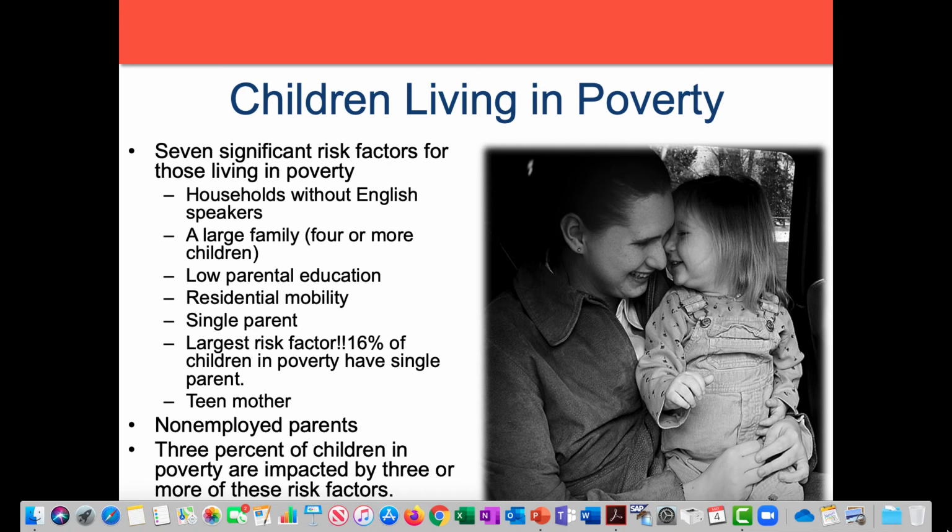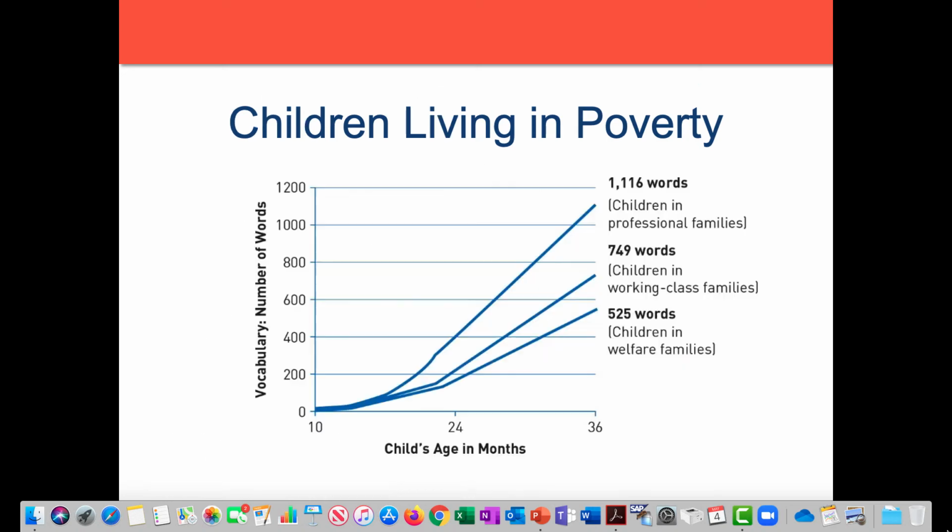So there are 7 significant risk factors in families living in poverty. A lot of times they're households with families where there's limited English speakers. A lot of times they're very large families, so resources may be at a minimum. Low parental education. Residential mobility, these are people who maybe cannot pay rent, cannot stay long. Homelessness becomes a factor. Single parent households, and the largest risk factor is single parent households and teen mothers. Non-employed parents, and 3% of children in poverty are impacted by 3 or more of these risk factors.